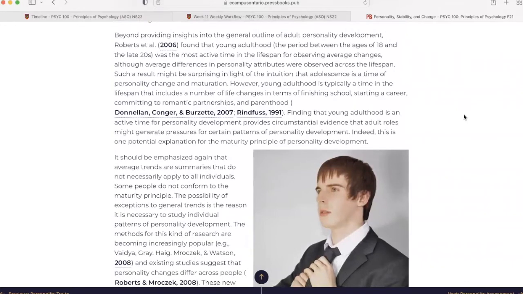Beyond providing insights into the general outline of adult personality development, Roberts et al. found that young adulthood, the period between ages 18 and the late 20s, was the most active time in the lifespan for observing average changes, although average differences in personality attributes were observed across the lifespan. Such a result might be surprising in light of the intuition that adolescence is a time of personality change and maturation.